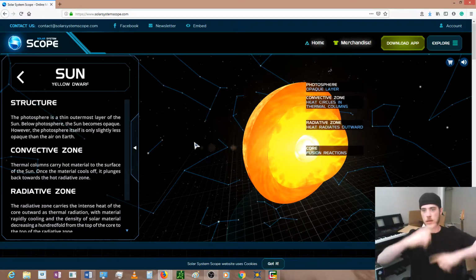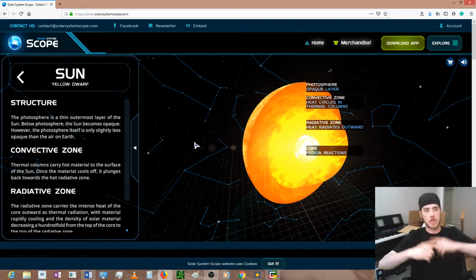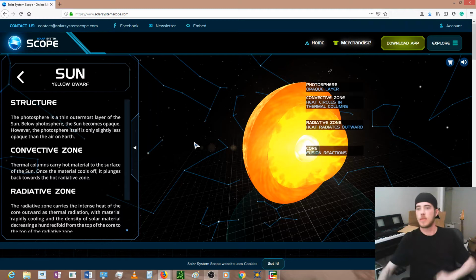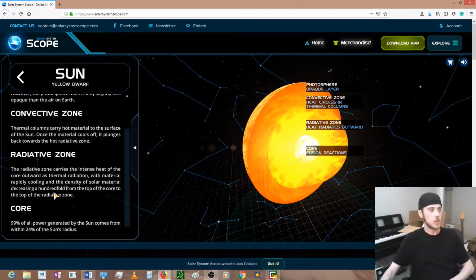It's just a constant cycle, like hot water with cold water. Hot water rises up, and then as it cools down, it goes down, and so on and so forth. Same kind of system. The radiative zone carries the intense heat of the core outward as thermal radiation, with material rapidly cooling and the density of the solar material decreasing 100-fold from the top of the core to the top of the radiative zone. So basically, it's the same concept. It gets hotter, it cools down, it gets hotter, it cools down. It just circulates back into its own system.